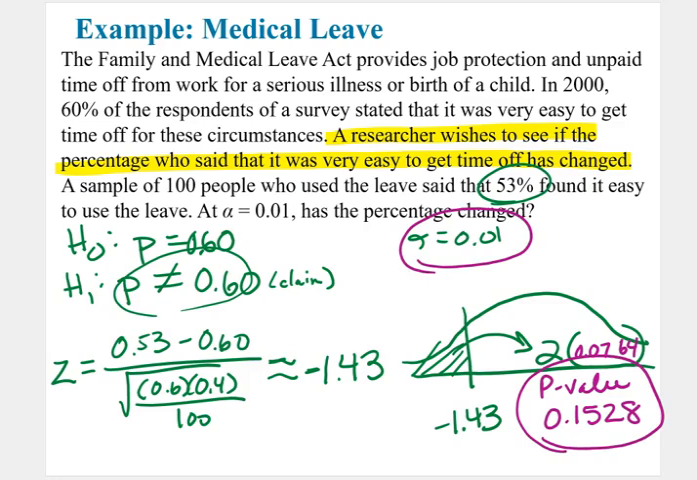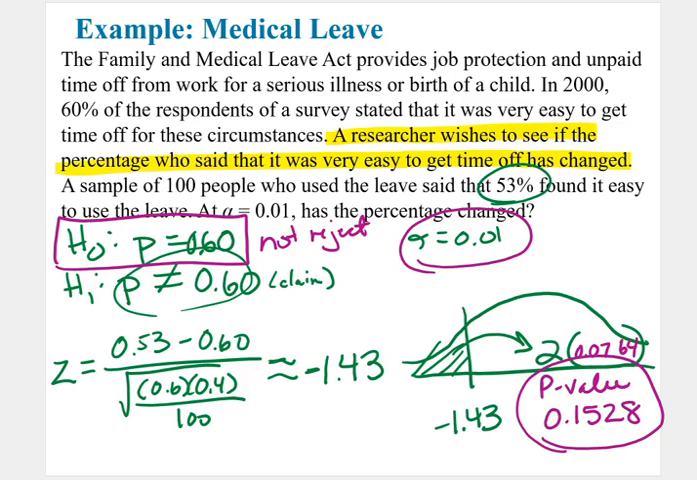So because my p-value is much larger than my alpha, I cannot reject the null. So you are not going to reject. So is that going to help my claim? It is totally not. So there is not enough evidence to support the claim that the percentage has changed. Okay, because I can't reject that p equals 60%, unfortunately.